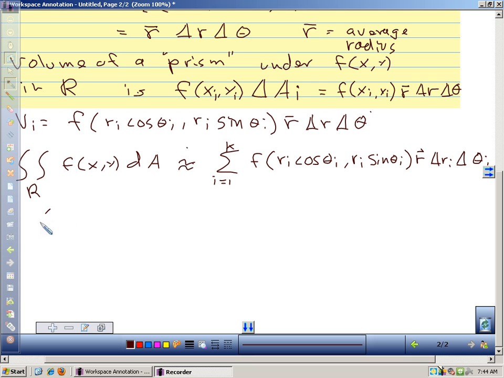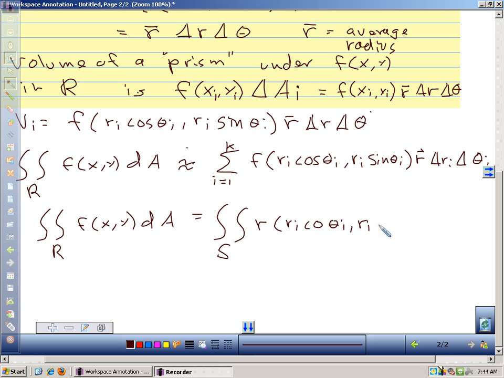I'm going to write the double integral of f of xy dA equals the double integral, I'm going to say over S, of f of r sub i cosine theta sub i, r sub i sine theta sub i, r dr d theta. This r dr d theta is our differential of area in polar coordinates.